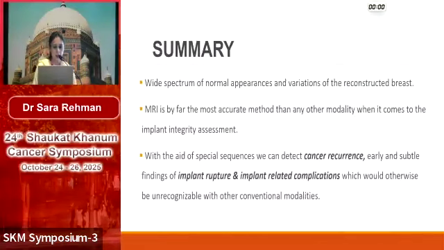Now to summarize, we need to be aware of the wide spectrum of normal appearances and variations of the reconstructed breast in order to face challenging and complex cases confidently. MRI is by far the most accurate imaging modality when it comes to implant integrity, because with the help of special sequences, we can detect cancer recurrence, early and subtle signs of implant rupture, and implant-related complications, which would be difficult to detect with other imaging modalities.